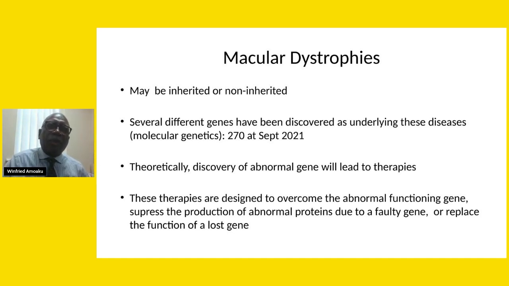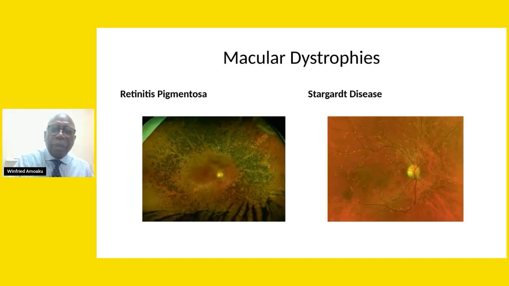So now, theoretically, if we discover the abnormal genes responsible for a particular retinal disease, then that should lead to us trying to find treatments for those conditions. And these therapies will be designed to overcome either the abnormal functioning gene or suppress the production of abnormal proteins due to the faulty gene, or replace the function of a lost gene. So there are different ways why it's important to find those genes.